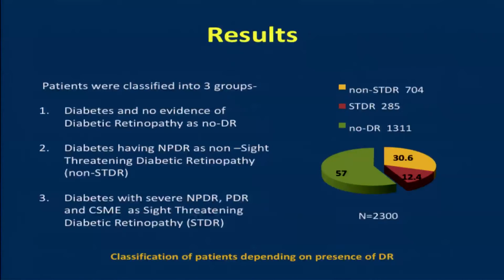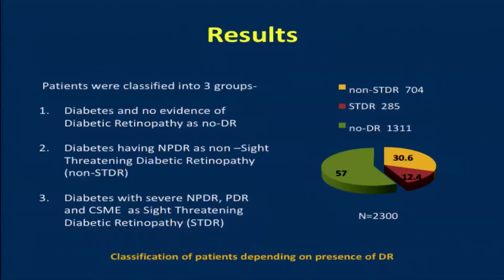Results: patients were classified into 3 groups depending on the presence of their retinopathy. Number 1, diabetic but no evidence of retinopathy. These were classified as no DR. In the second group, these are diabetic patients having non-proliferative diabetic retinopathy. They are classified as non-sight-threatening diabetic retinopathy.